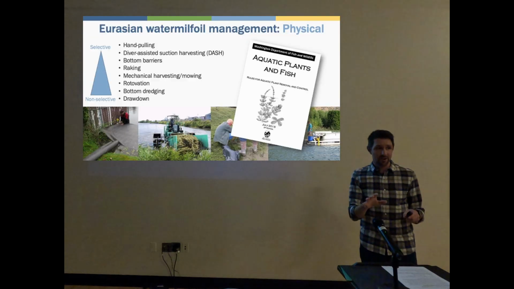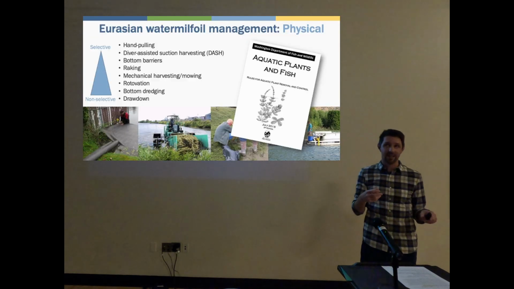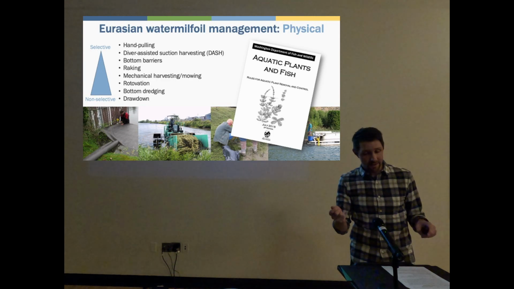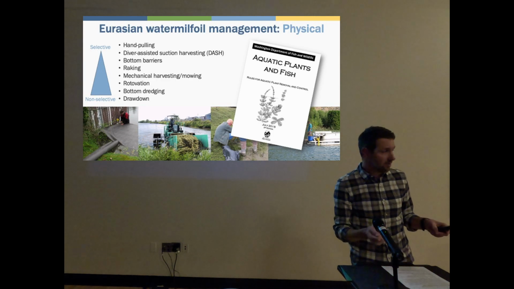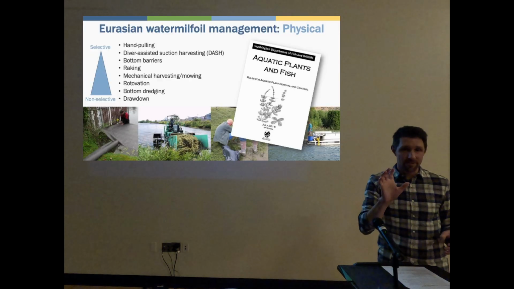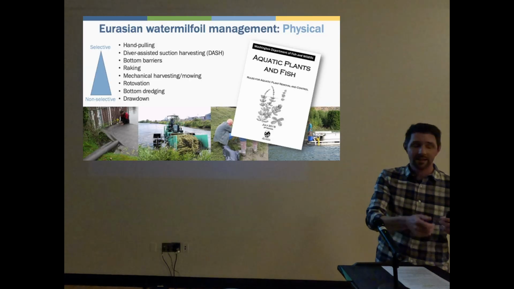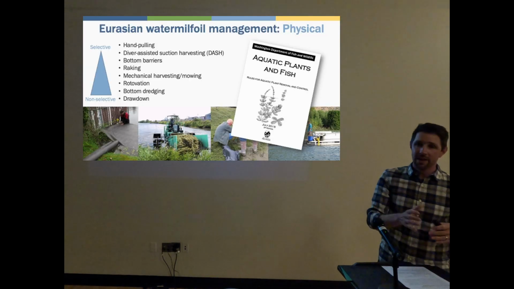And you can take measures into your own hands. I'm not sure if folks are familiar with the Aquatic Plants and Fish pamphlet. This is actually a permit that you can just print out online through WDFW. And as long as you have that permit in hand or even up on your phone, you can actually do some of this management yourself. You can go hand pull, you can rake, you can put down bottom barriers.